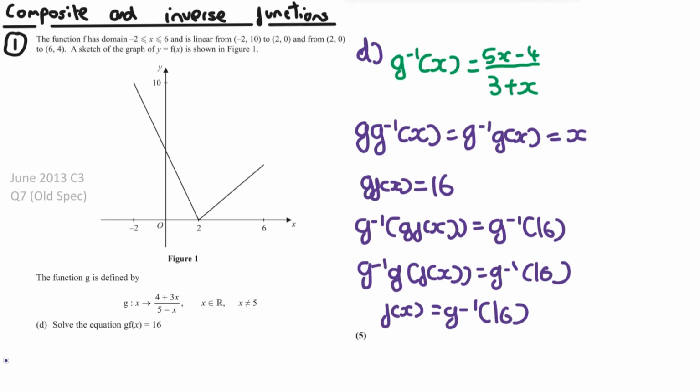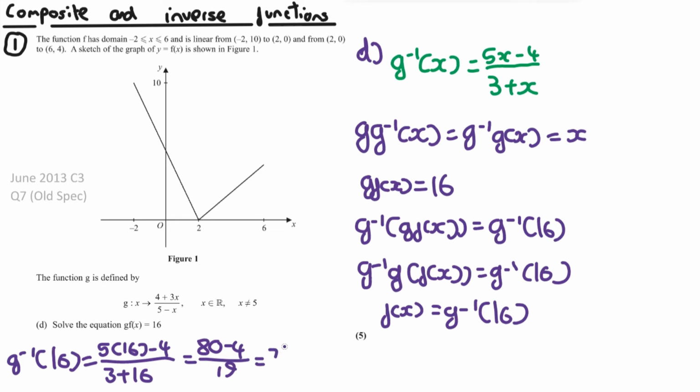So let's do this. First of all, let's figure out g⁻¹(16), which is going to be equal to, plugging it in here, (5 × 16 − 4)/(3 + 16), which is equal to (80 − 4)/19, which is equal to 76/19, which is equal to 4. So therefore f(x) is equal to 4.